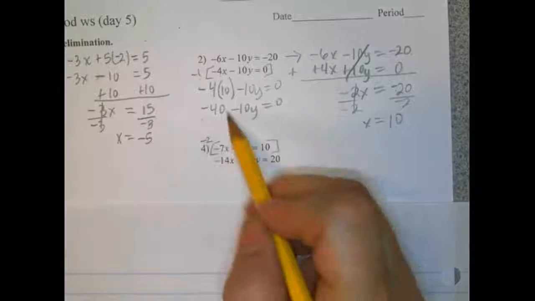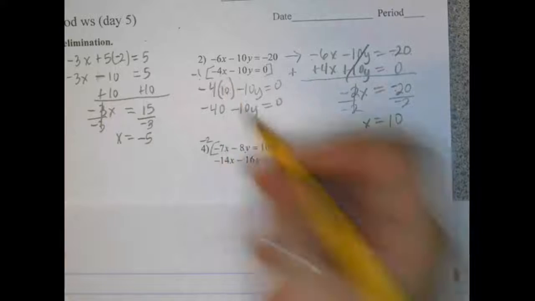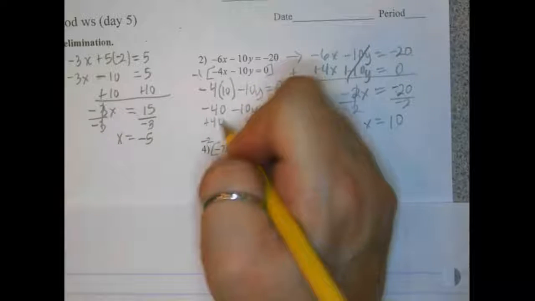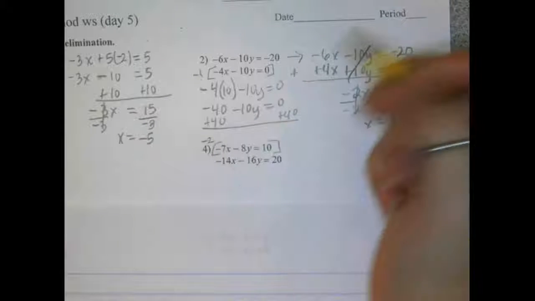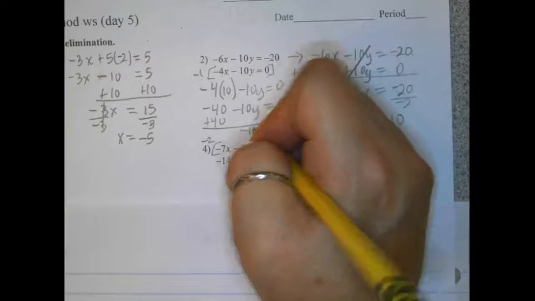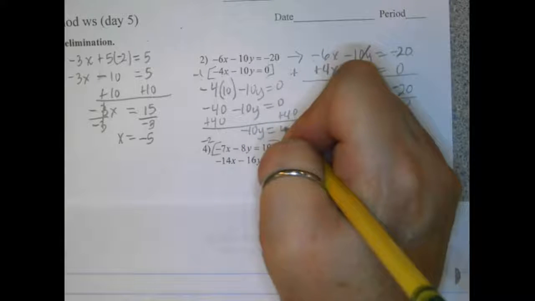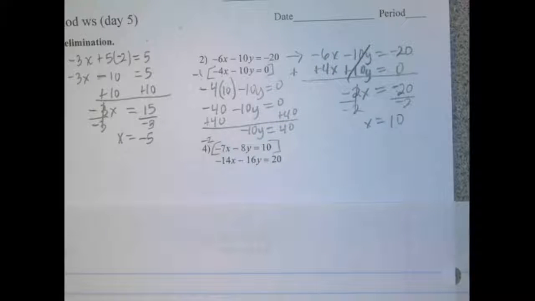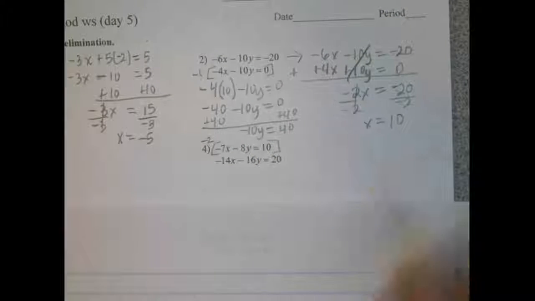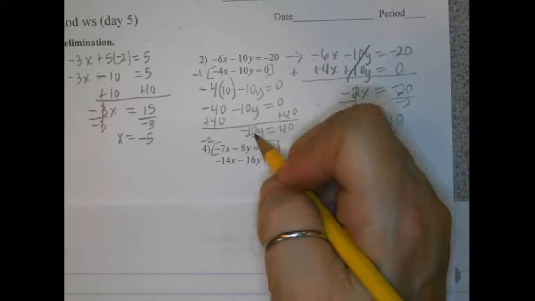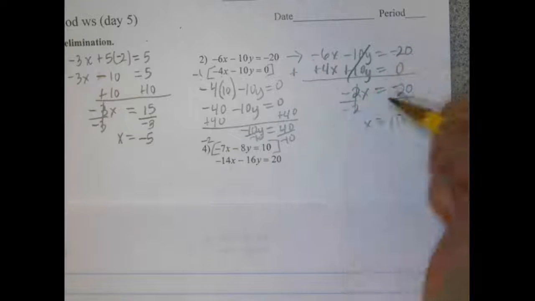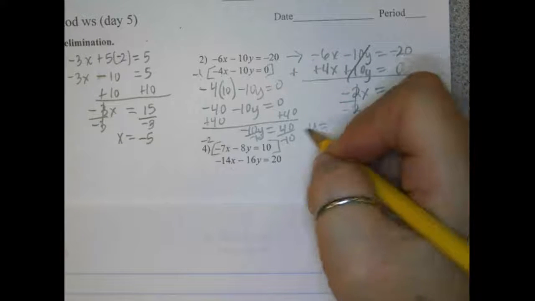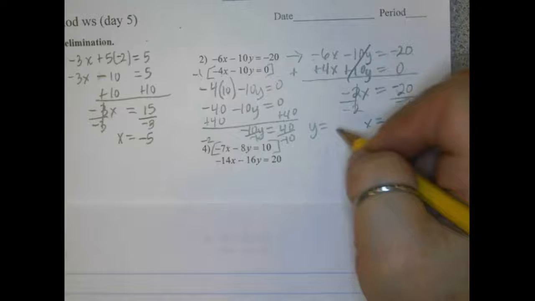Well, how do I move this -40? By adding the opposite. So I'm going to add 40 to both sides. And that's going to give me -10y is equal to +40. Right? What do I divide by? -10 on this side. Sorry, running out of room. -10 on this side. So what does y equal? What does it equal? -4.